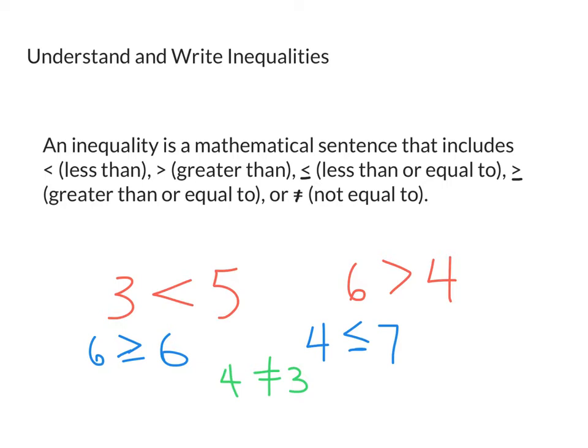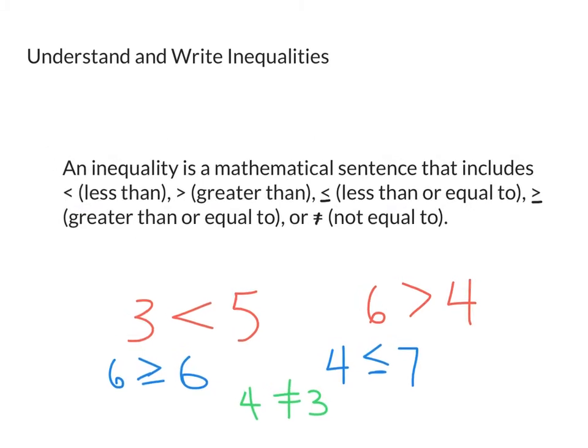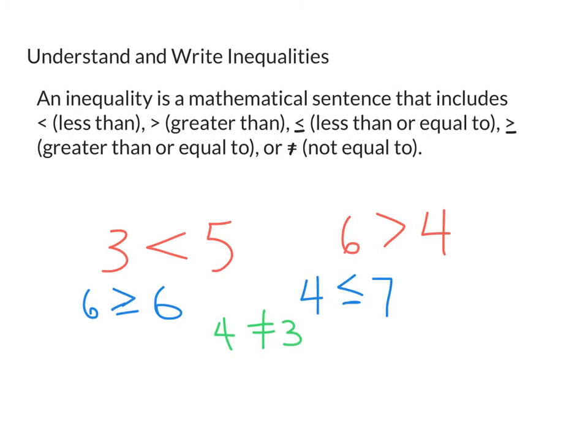So this first statement says the following: 3 is less than 5. Kind of obvious, right? This one says 6 is greater than 4. This says 6 is greater than or equal to 6. This one says 4 is less than or equal to 7. This last one says 4 is not equal to 3.